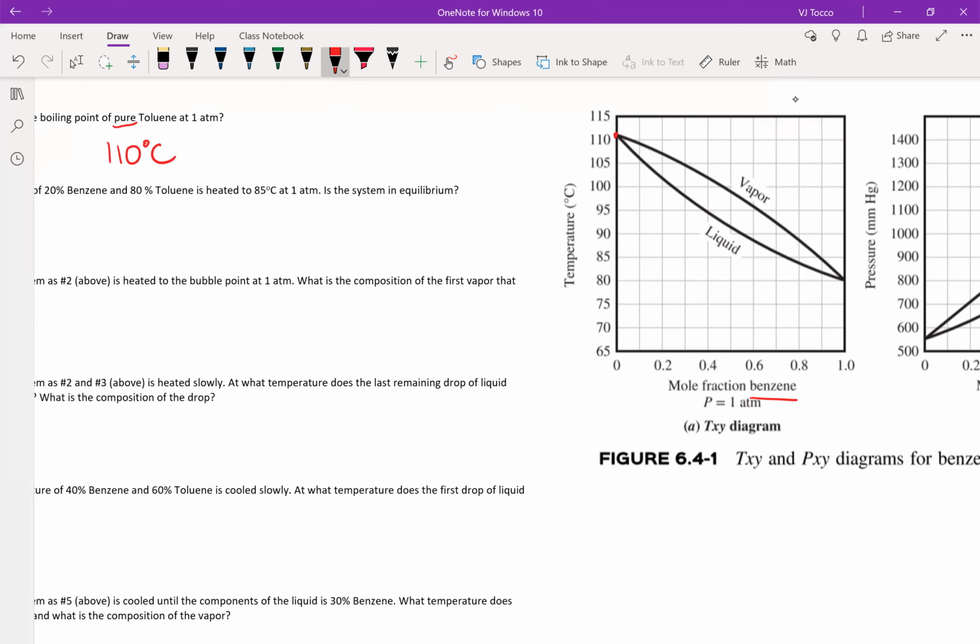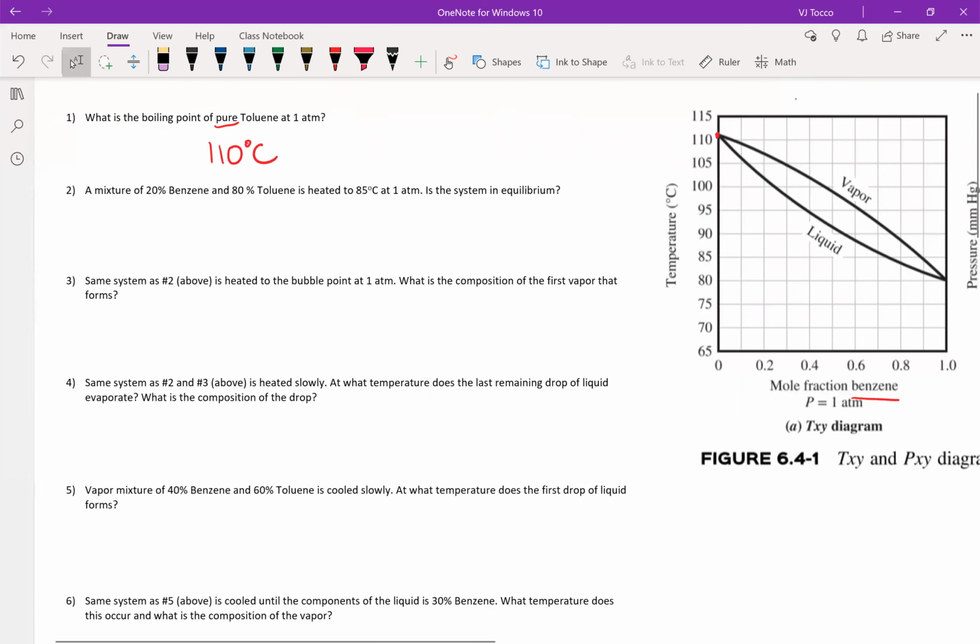And I might not have the precision that the back of the book does. So if you had a choice of whether or not to use a TXY diagram or a table, then I would definitely use the table because you have more significant figures there, and there's bound to be some error when you're reading these diagrams. So I can't tell if this is 110.2 or 110.1. The closest I can say is 110.